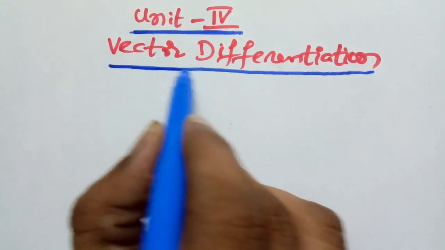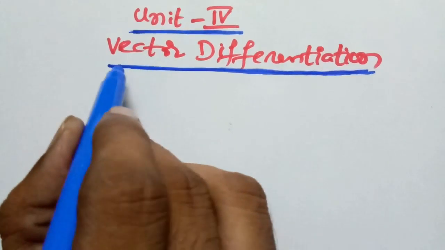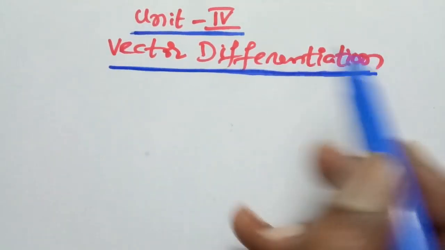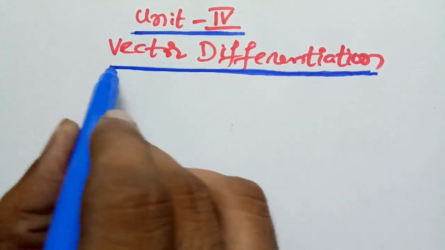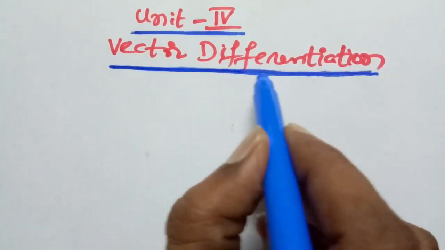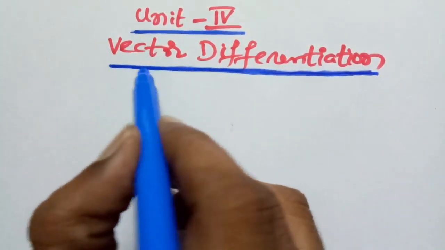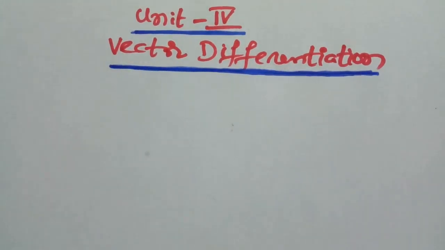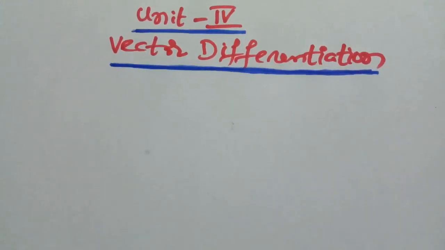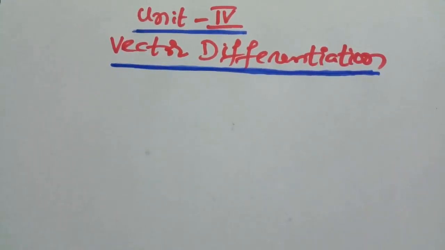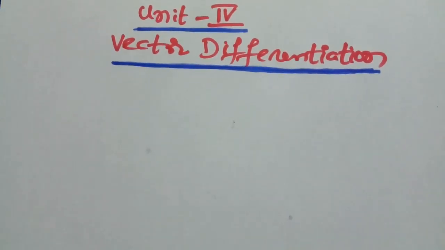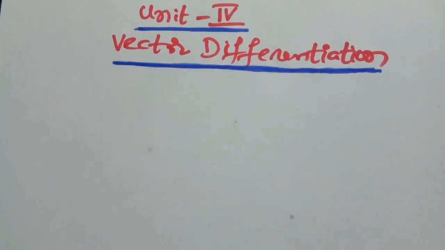In our syllabus, the 4th unit is Vector Differentiation. That means vector calculus. Calculus has two parts: one is differentiation and the other is integration. In our intermediate, you already learned differentiation and integration for real valued functions. Now, we are going to discuss differentiation for vector valued functions and scalar valued functions here.